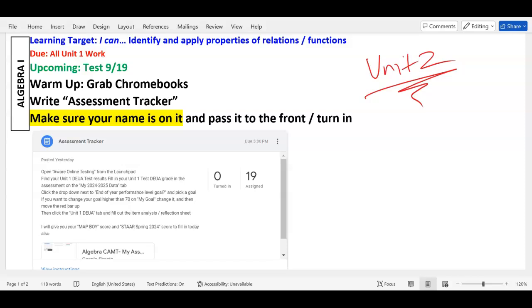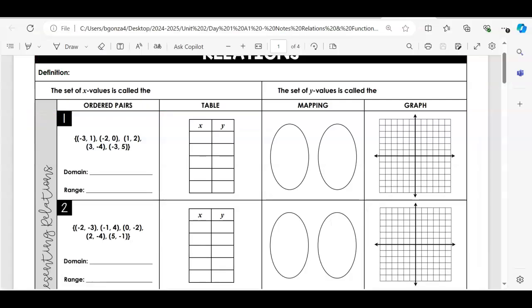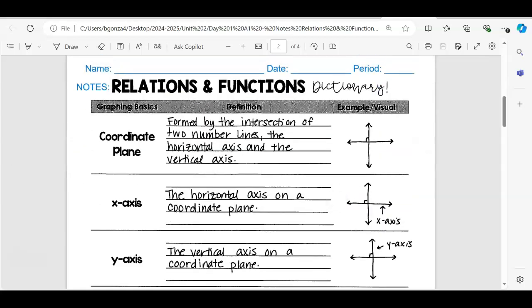Today you wrote assessment tracker on your warm-up, you passed it up, turned it in, your name was on it, everything's great. And now we're looking at these notes, okay? So, do I have everyone's warm-up for the week turned in with your name on it, right? All right, and we're about to go over notes, so no headphones, right? Please, no headphones.